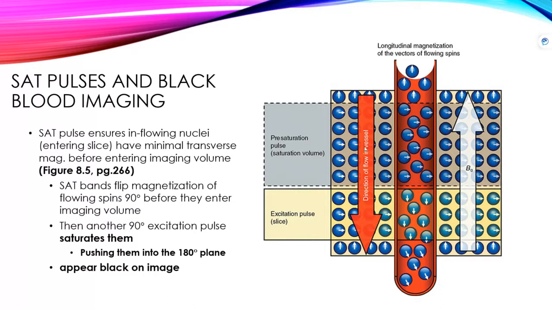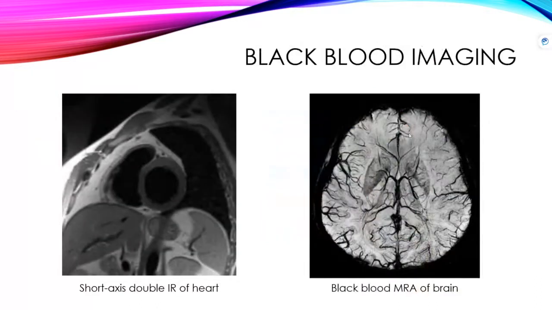So sat bands work better and they're faster because they're actually happening in the same time frame as your sequence. Sat bands do not add extra time to your pulse. Inversion pulses do. So sat pulses allow us to saturate out the signal from blood, producing black imaging or black blood imaging. So this is a couple of images that are black blood imaging.